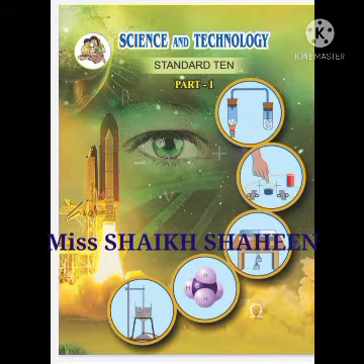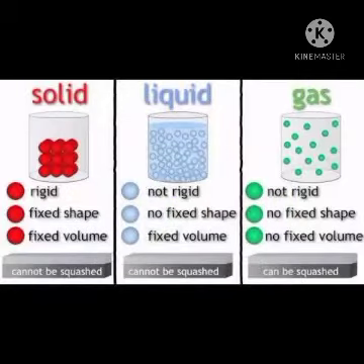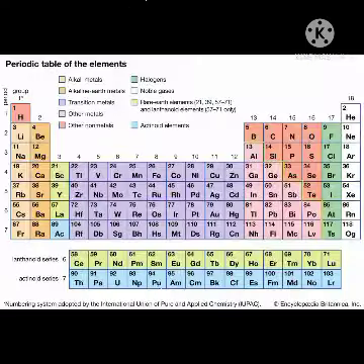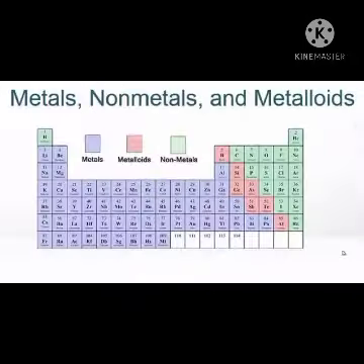Students, in the second lesson of Science 1, we have studied that in our surrounding there are various states of matter, that is solid, liquid and gas, and these were further classified as elements in the periodic table.